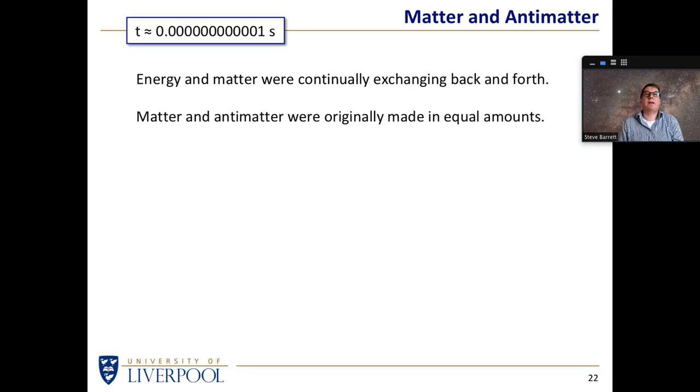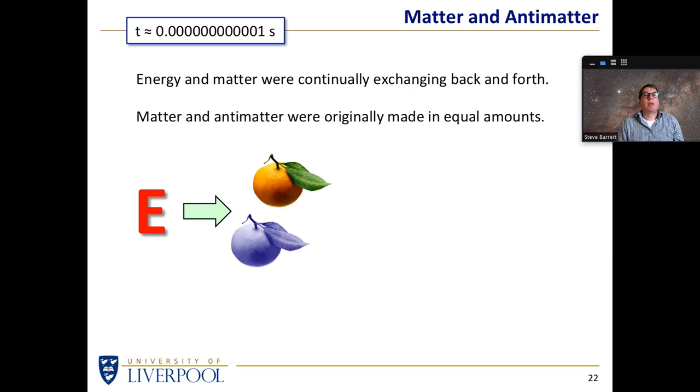So matter and antimatter are made by energy, and matter and antimatter can annihilate with each other and make energy. So there's this conversion back and forth. I don't know how to represent energy in a PowerPoint presentation, so I'm just going to use a capital E. So energy can make matter and antimatter. Probably not a tangerine and an anti-tangerine, but the point is it doesn't actually matter what the particle is. It might make an electron and an anti-electron, or it might make a quark and an anti-quark. And those particles, one of matter and one of antimatter, can annihilate with each other and produce energy.